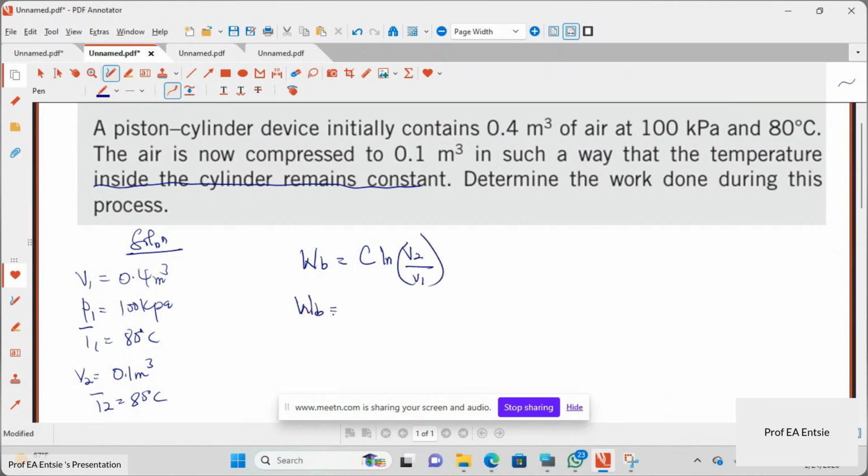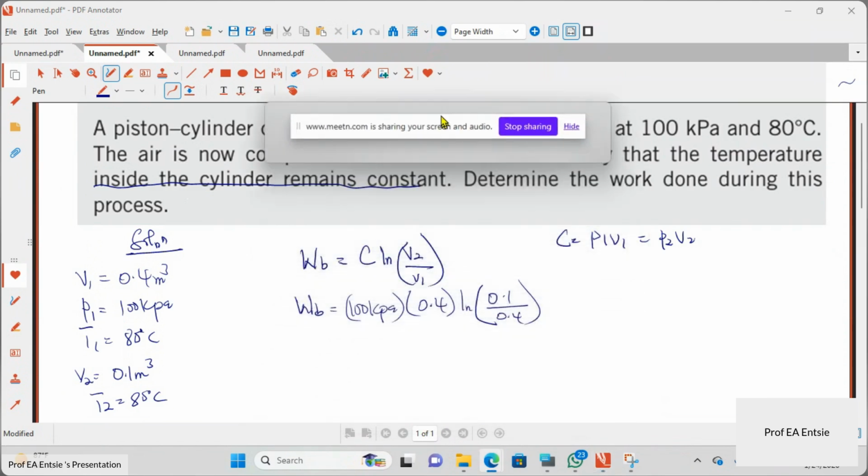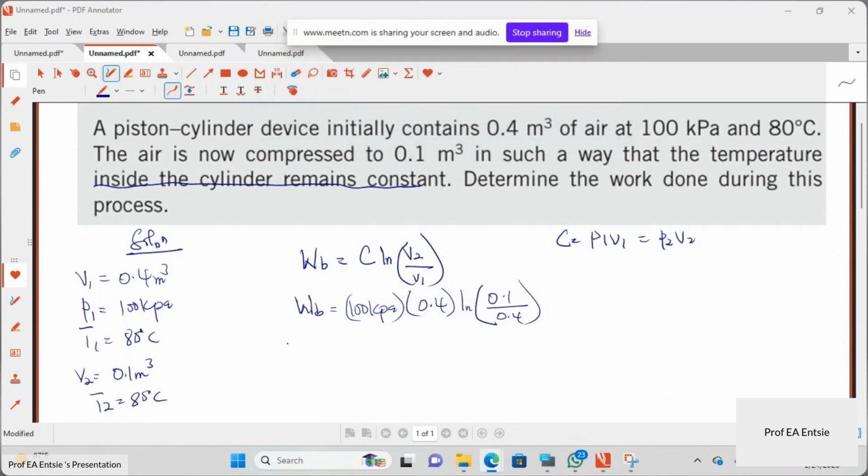Then boundary work done will be C. What are we using? Are we using P1 V1 or P2 V2? Which one are we using? We should use P1 V1 because that's what they gave us. So P1 is 100 kilopascal times V1, which is the initial volume 0.4, ln final volume 0.1 over initial volume 0.4. They compress it, so we expect the final volume to be less than the initial volume.